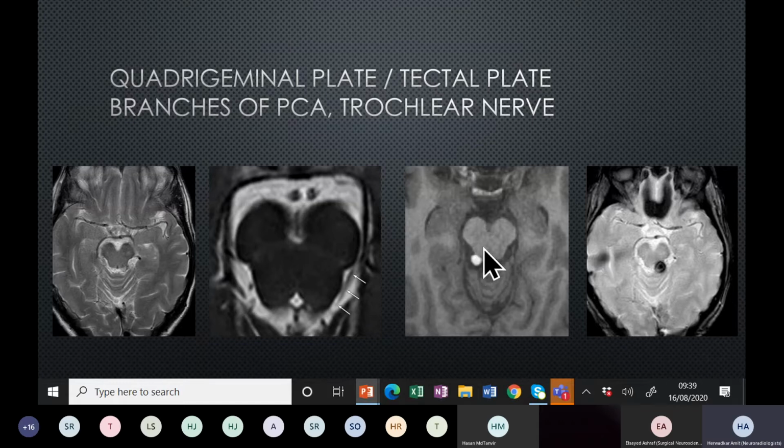So here we have a T1 sequence with a bright structure over here. This is a tectal plate lipoma. You would have to do other sequences to confirm that. And this is a gradient echo sequence showing the markedly low signal of a cavernoma arising from the tectal plate.